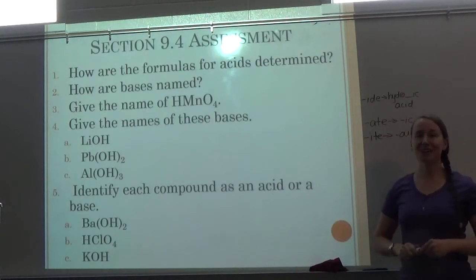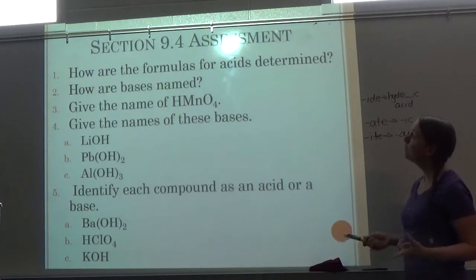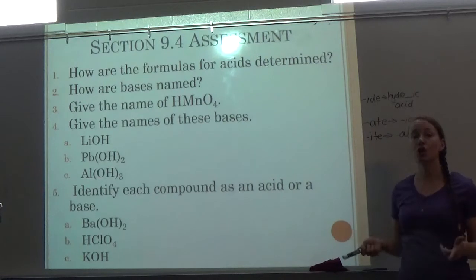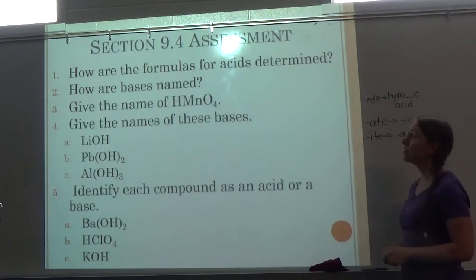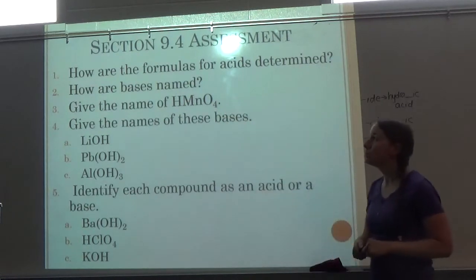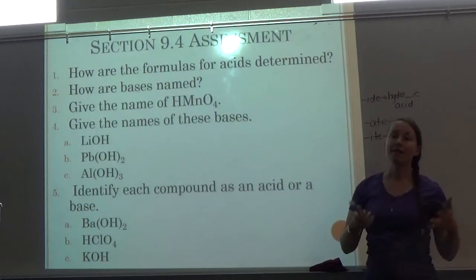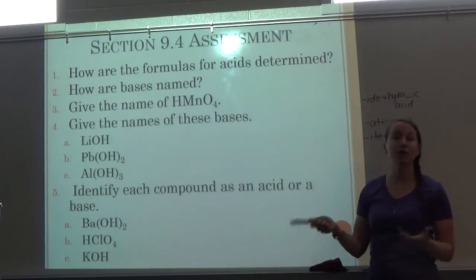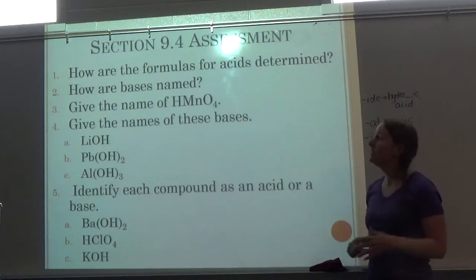All right, so let's knock out our section assessment. So how are formulas for acids determined? Well, the formula for an acid will start with hydrogen. Number 2, how are bases named? Well, you just name the metal, and then it's going to end in hydroxide. So you can say you follow the regular or transition metal rules.